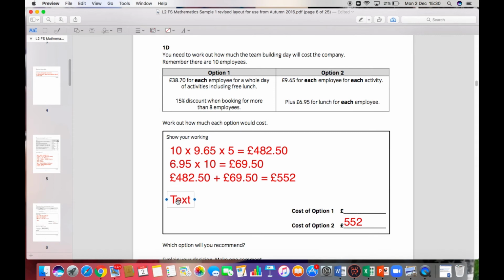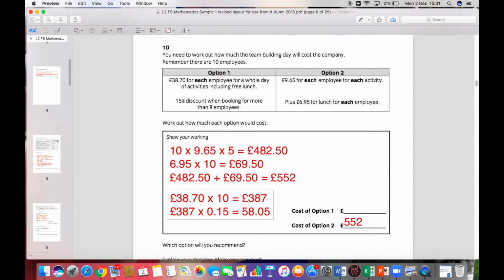Let's write that down. £38.70 times 10 gives us £387. But we actually get a discount of 15%. Now, when we're working out percentages, what it's telling me is that I now need a discount of 15% from the £387 that I've just worked out. 15% as a decimal is 0.15. So if I did 387 times 0.15, it gives me £58.05.